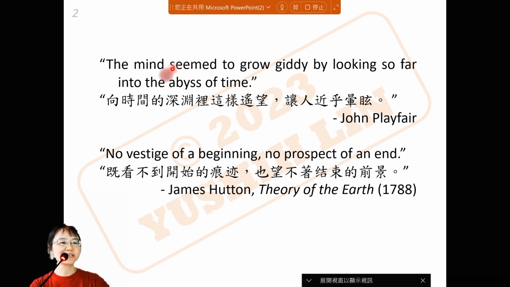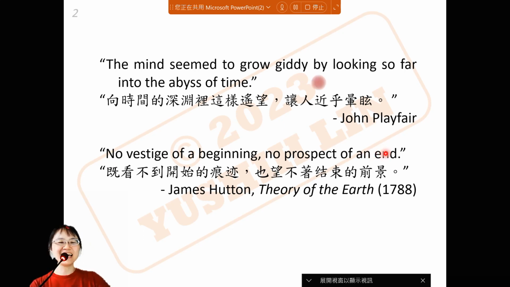The first is, the mind seemed to grow giddy by looking so far into the abyss of time. When you think about how ancient, how old the earth is, you feel dizzy because it's so long time ago. The second phrase is, no vestige of a beginning and no prospect of an end. That is also a description of geological time. These guys, they were before the discovery of radioisotope. So now we know there was a beginning, right?